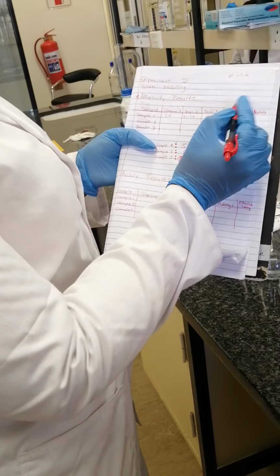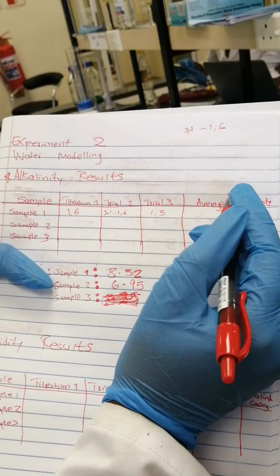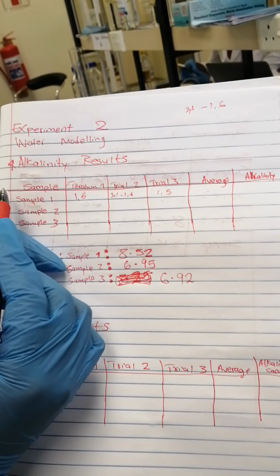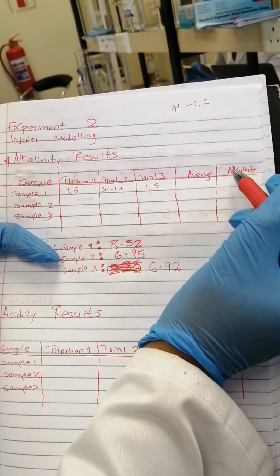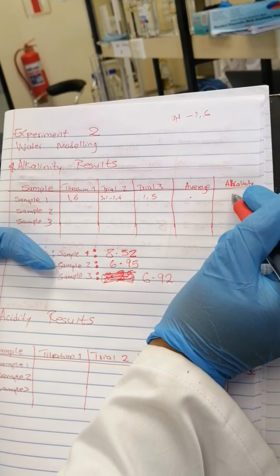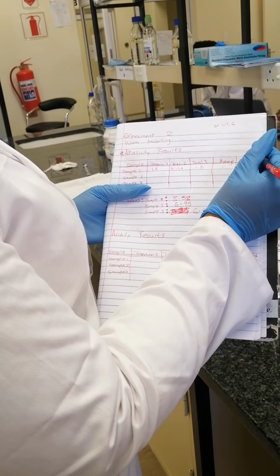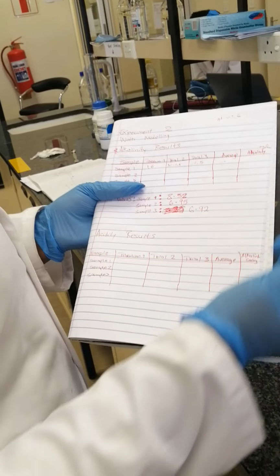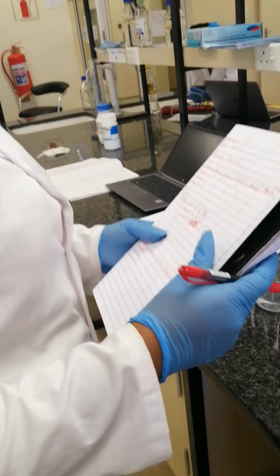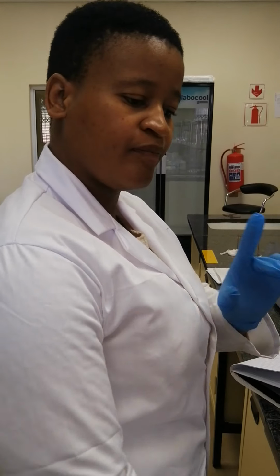So at the end you take the average of these three trials to get the volume of sulfuric acid that was needed to titrate sample 1. Then after getting the volume of your sulfuric acid, you'll be able to calculate your alkalinity in water, which is in milligrams per liter. Thank you. This is the end of the alkalinity titrations. Then we will continue with the hardness and acidity.